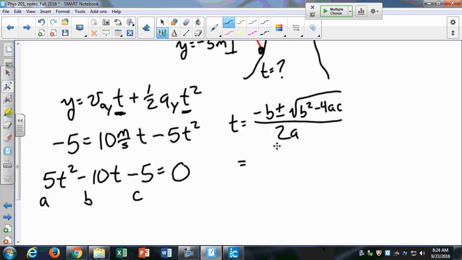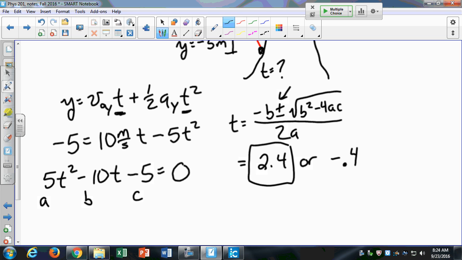If I solve that, I get two answers. Because I have this plus or minus here, I get t is either equal to 2.4 or it's equal to minus 0.4. Which of those would be my time? 2.4. The negative 0.4 goes away because you can't have a negative time. Sometimes you have two physical answers. In this case, you have one physical answer and one that just doesn't make any sense.